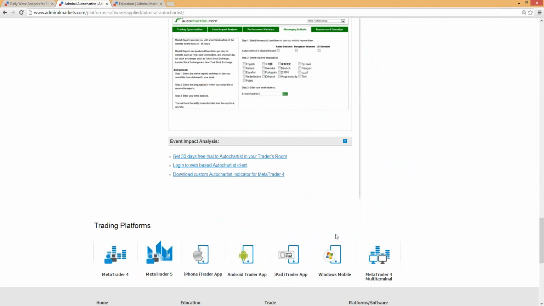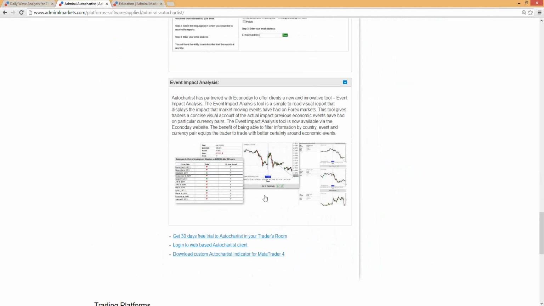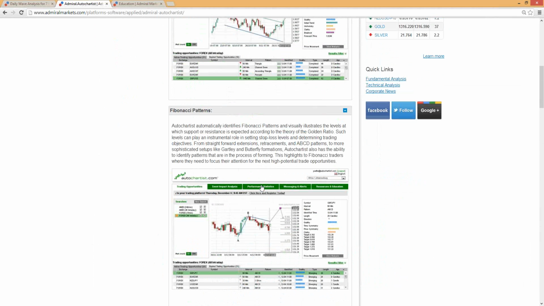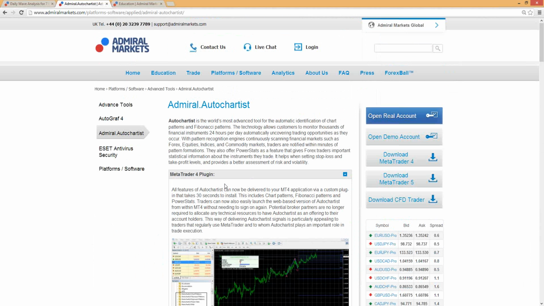So how do you download the custom Auto Chartist indicator for MetaTrader 4? Indeed. Interesting. Great tip there from Gary. So take a look at that.